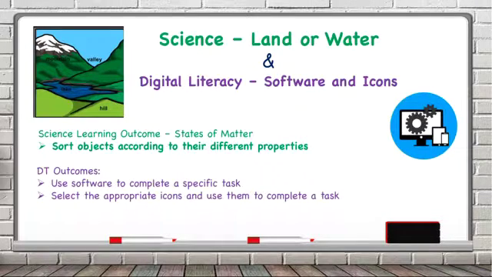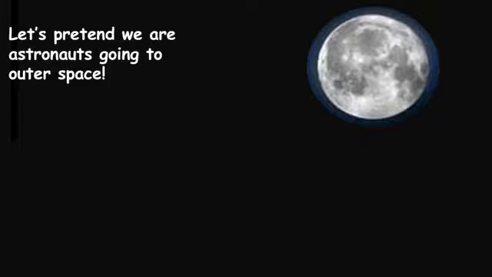Today's lesson is Science, Land or Water, and it contains a digital literacy component with software and icons. Our science learning outcome is to sort objects according to their different properties. And our DT outcomes are to use software to complete a specific task, and select the appropriate icons and use them to complete a task. Let's pretend we're astronauts going to outer space.